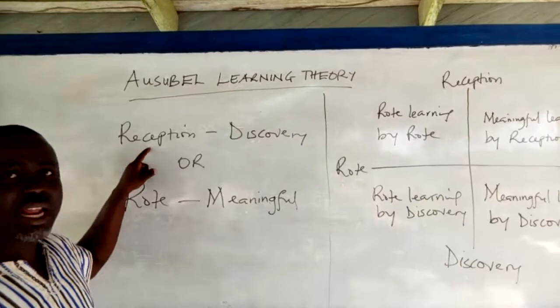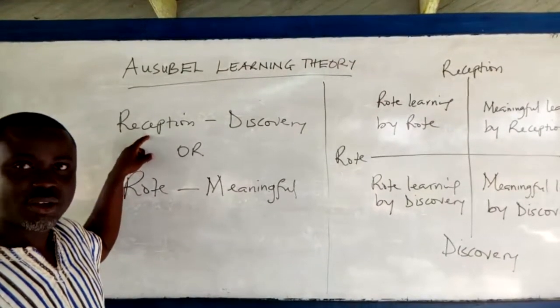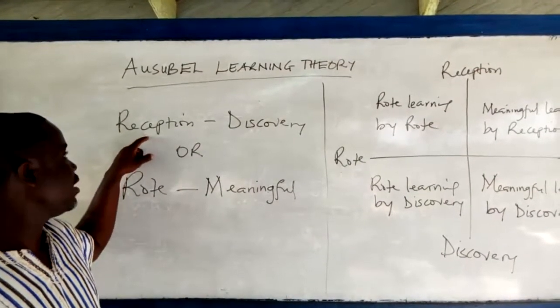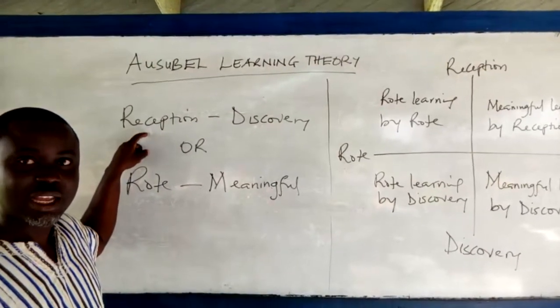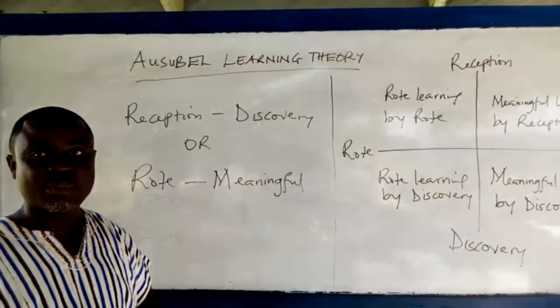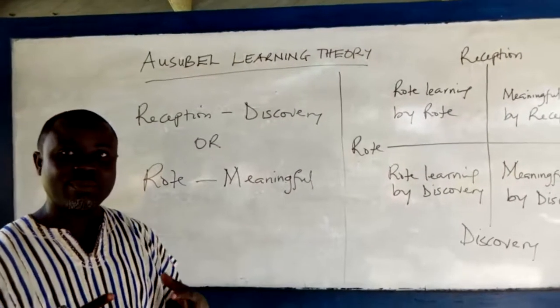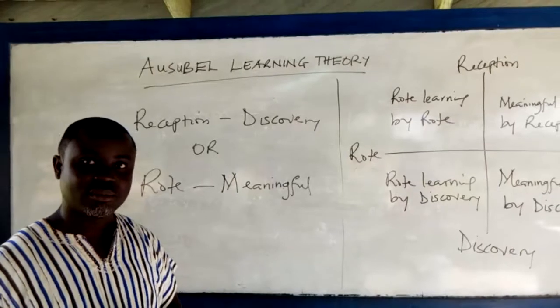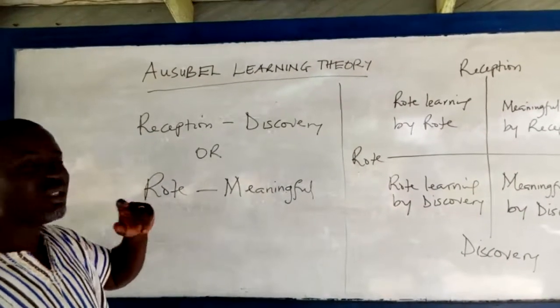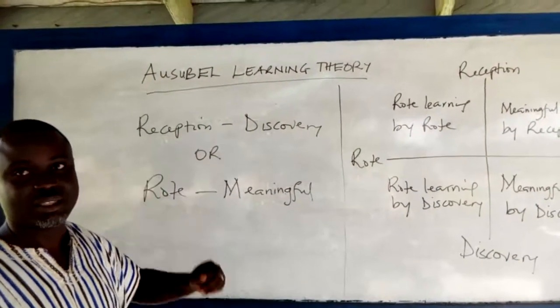Now, if the learner is told or is given the information, then the information gets to the learner by reception. For example, as a teacher, if I tell you that there are 9 planets in our solar system, that information has gotten to you through reception.